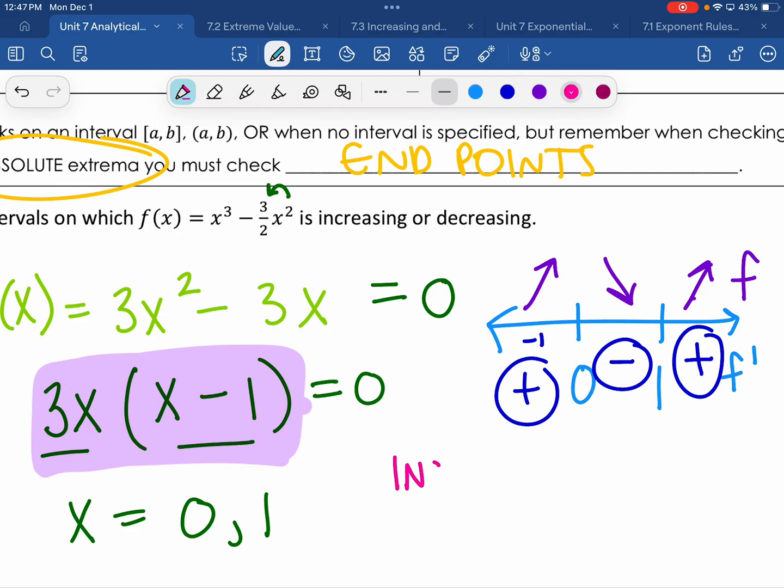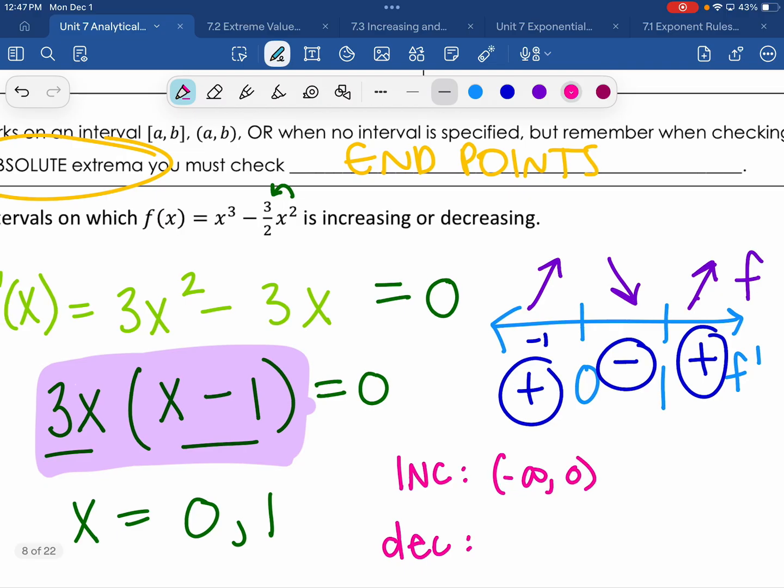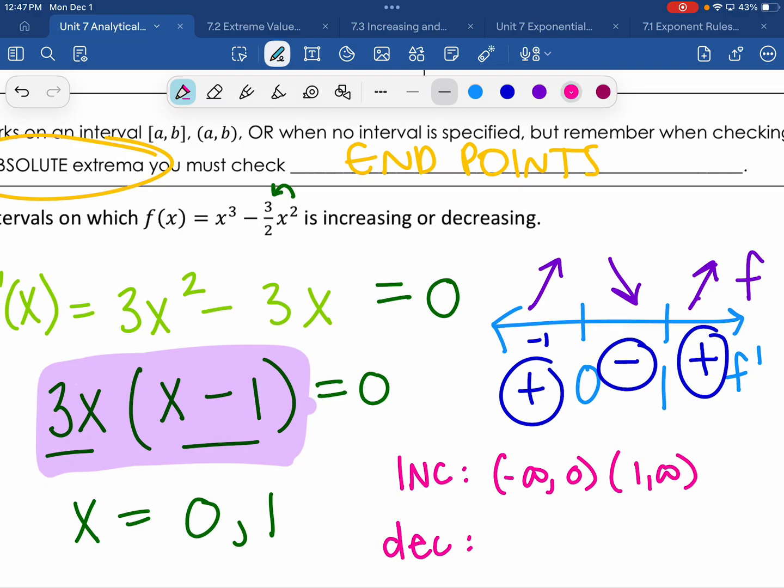All right. So now let's answer the question. f is increasing from negative infinity to 0 and from 1 to infinity, and decreasing from 0 to 1.